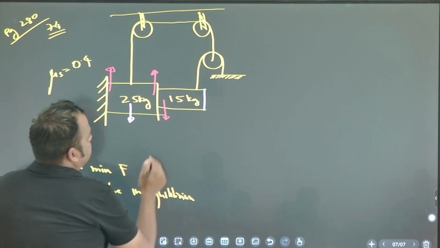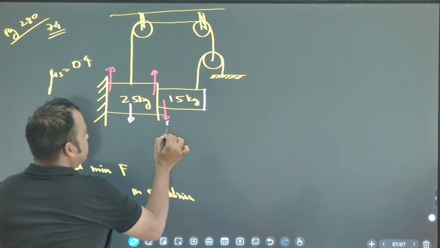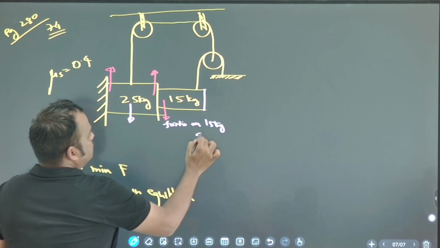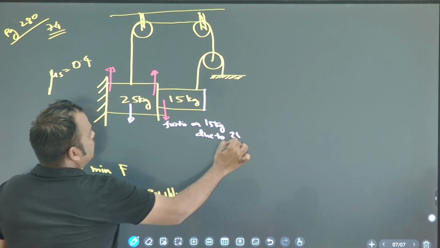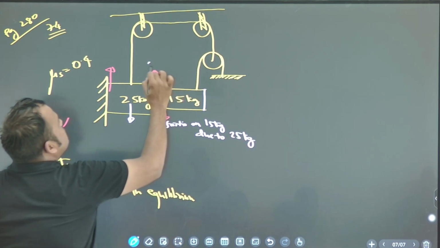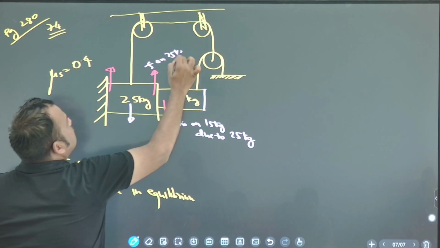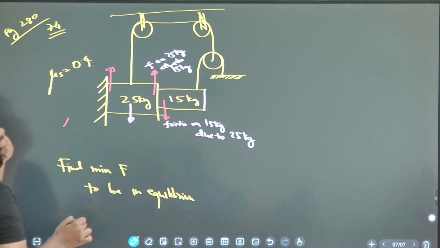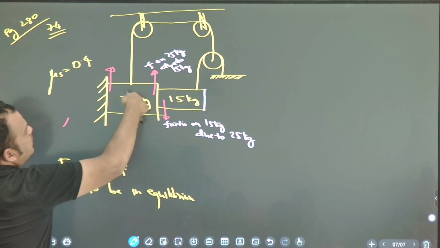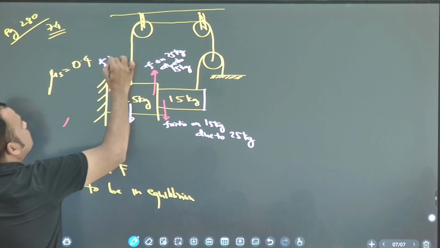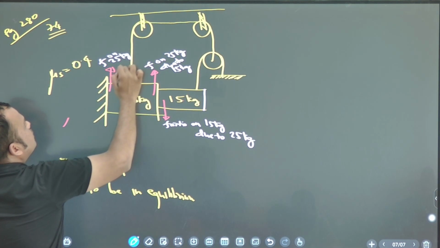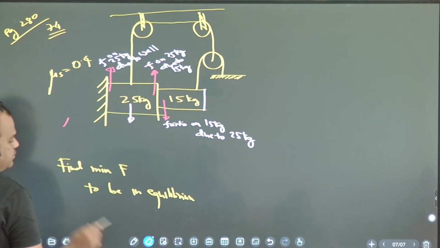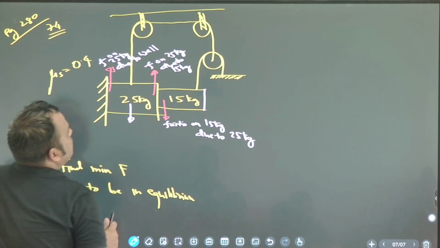So first you understand this. So this is friction on 15 kg due to 25 kg, and this is friction on 25 kg due to 15 kg. This is friction on 25 kg due to wall. Friction on 25 kg due to wall. Okay, clear? Okay, fine.